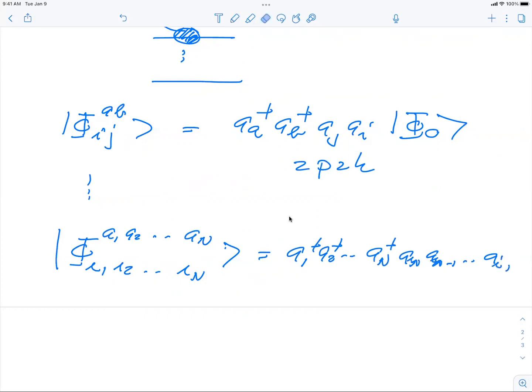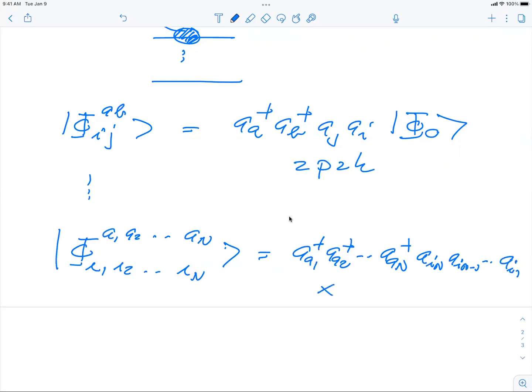Sorry, I was a little bit rushed here. I have too many subscripts. Let me just rewrite it. So we have a_a1† a_a2† up to a_aN†, and then we have a_iN, minus 1, and down all the way to a_i1, acting on the vacuum state. So this is an example of an N particle, N hole excitation. So if you have 10 particles, you can produce up to 10 particle, 10 hole excitations.